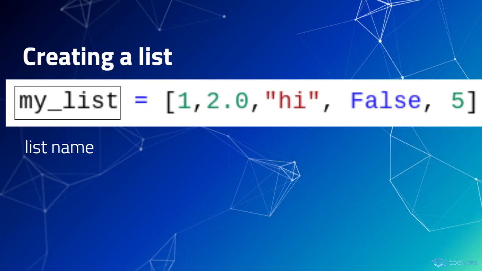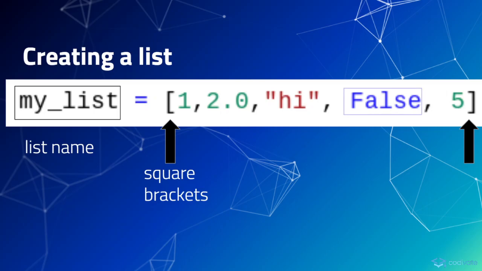We need the equal sign to assign the list values. It is our assignment operator that we learned about last class, and it stays the same. List items in Python are contained by square brackets. Each value inside the list is called an item.